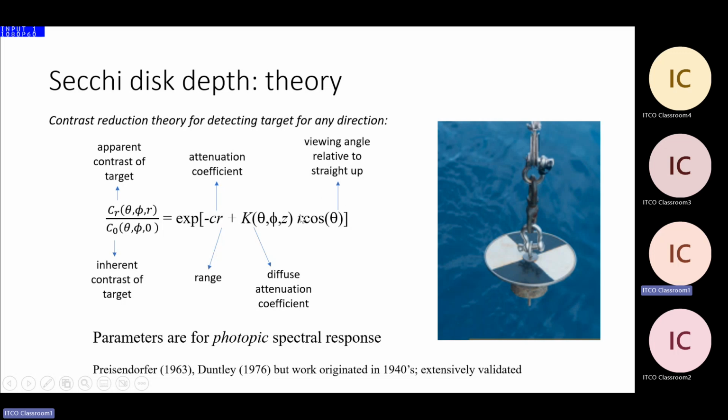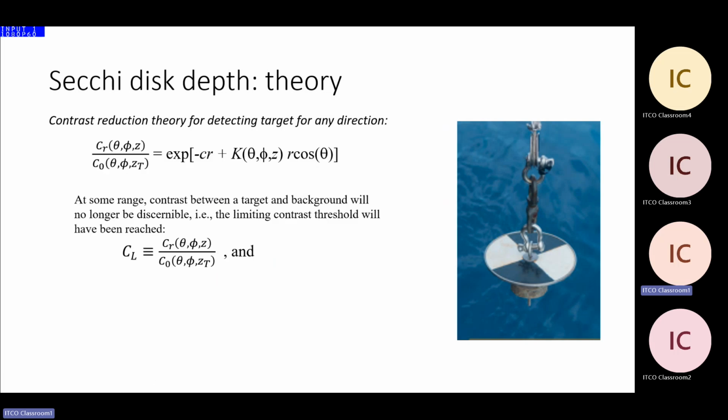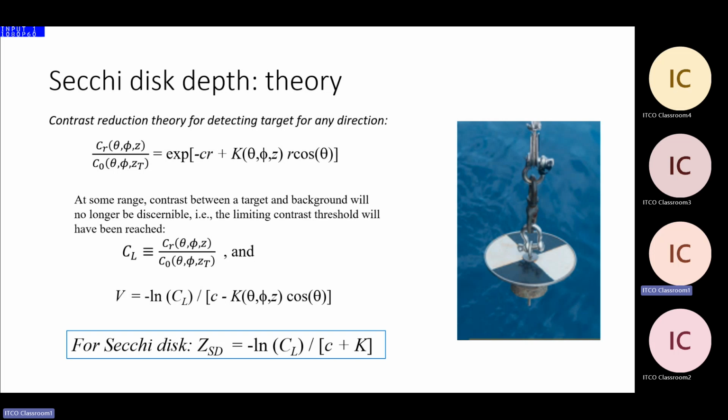And then you've got this angle. So are you looking straight down, straight up? What angle are you looking at? It's important to realize, and let me go to the next slide. So that's the equation we just looked at. And then at some range, contrast between the target and the background will no longer be discernible. You can't see the Secchi disk anymore. As you all know, we call that limiting contrast, CL. And then you can solve for V, your Secchi disk range, so that your Secchi disk range is essentially proportional to 1 over C plus K.